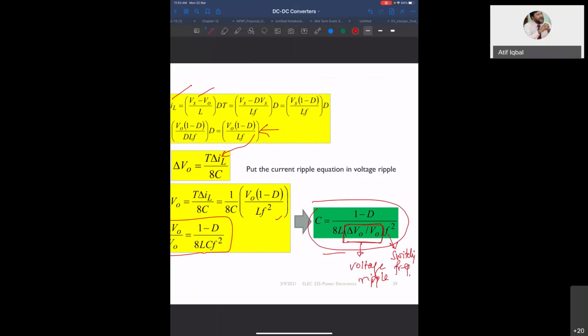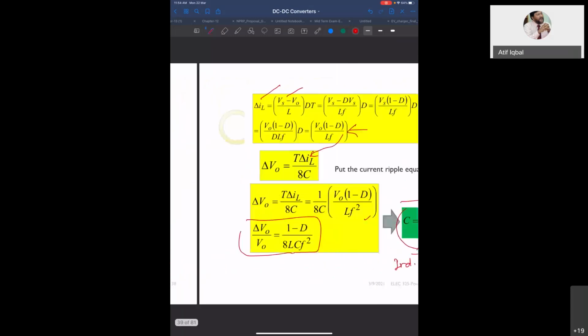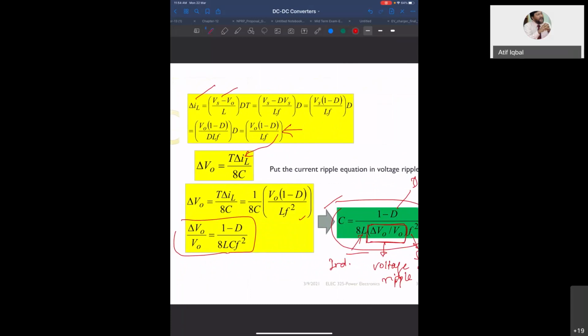This is switching frequency. This is inductance value. This is duty ratio. Okay. So this is how you get the value of capacitor. Understand? Okay. So this is all about the buck converter. So here you see how you design the value of capacitor.